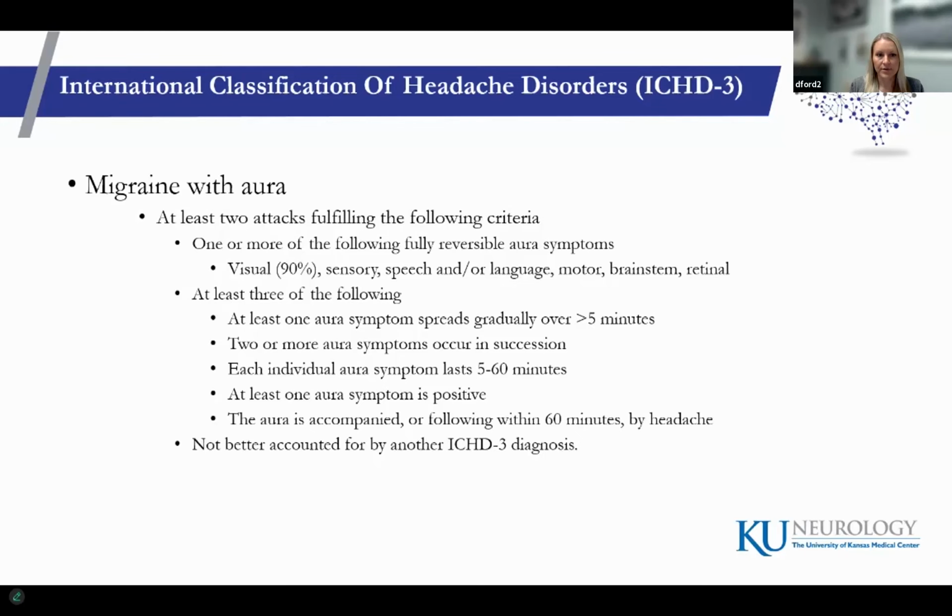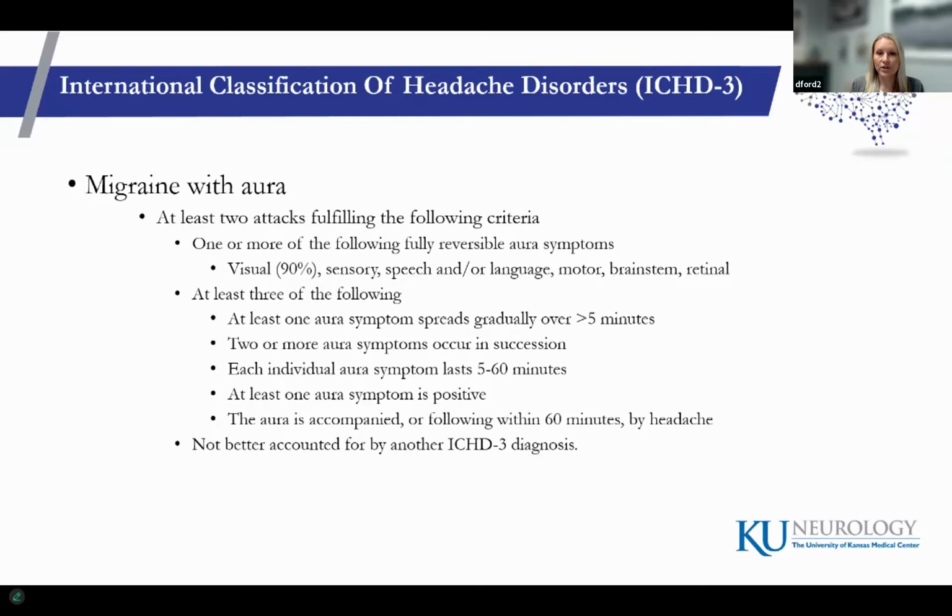Migraine with aura is similar to the prior, except you have fully reversible aura symptoms. Typically, those are going to be visual. That's the most common that everyone seems to know about. But you can also have others, including sensory changes, speech or language changes, and then even more serious with motor, brainstem, and retinal features. Typically, we would like to have at least 3 of the following.